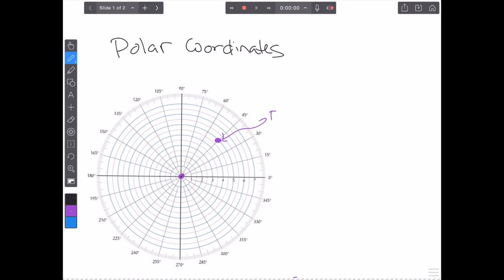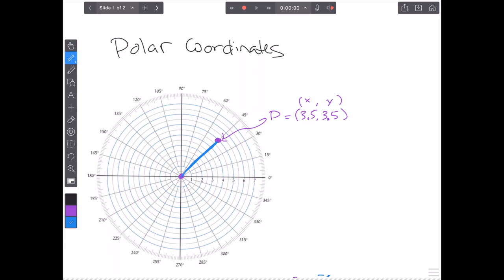Let's call this point P. And P has some coordinates, X and Y. It looks like about 3.5, 3.5. That's probably about the XY coordinates that I have for this point. Now I can also express P in terms of alternate coordinates. I can express the point P in terms of the distance between the point and the origin.